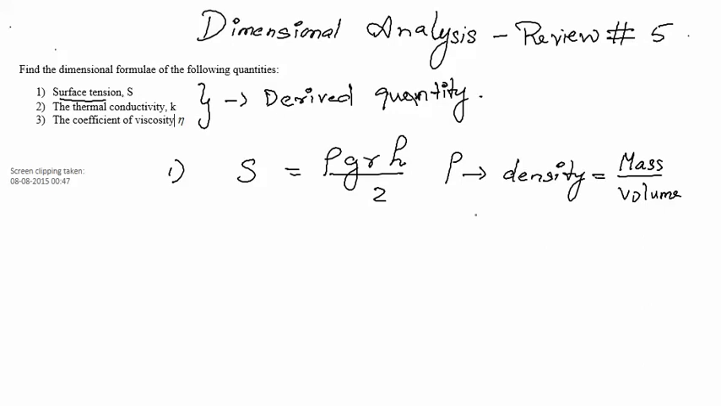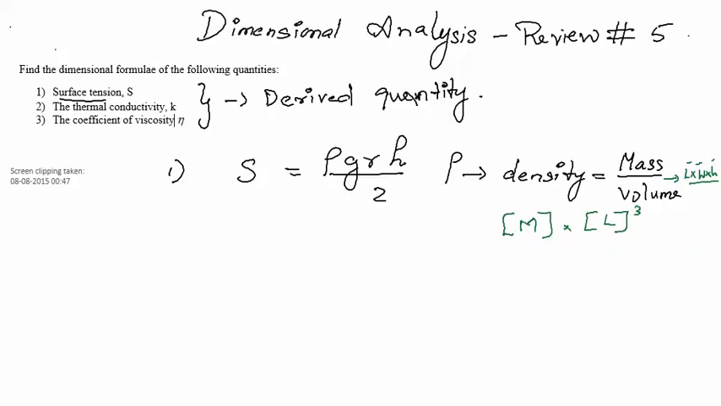So the dimension of density would be, since it's mass, it's going to be M. Volume is nothing but length times width times height, so therefore you have length to the power 3, because you're basically multiplying 3 different lengths. So length, width, and height are 3 different physical quantities of length basically.